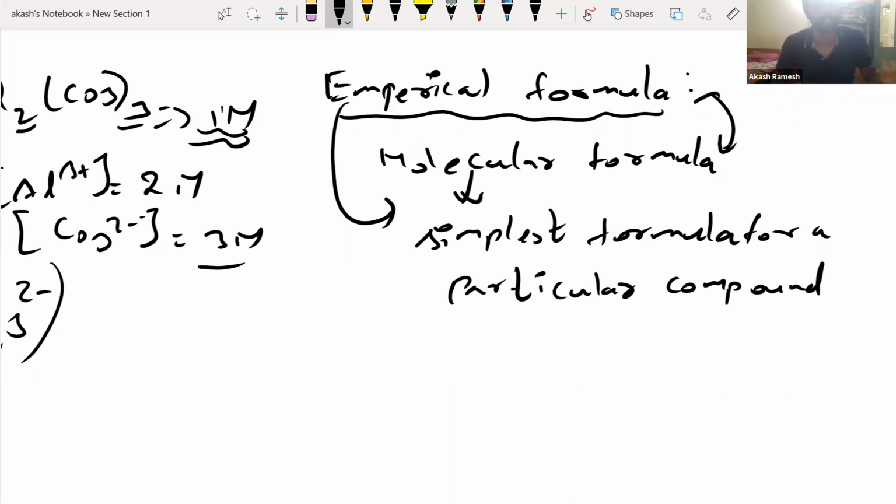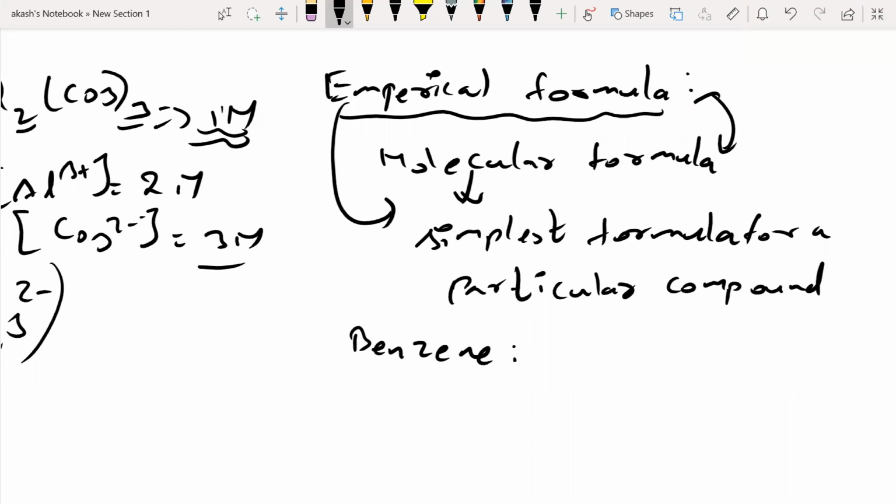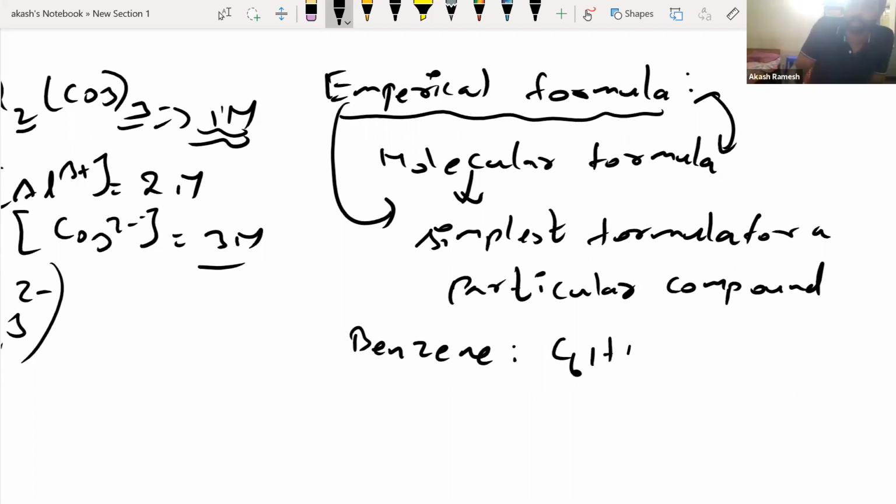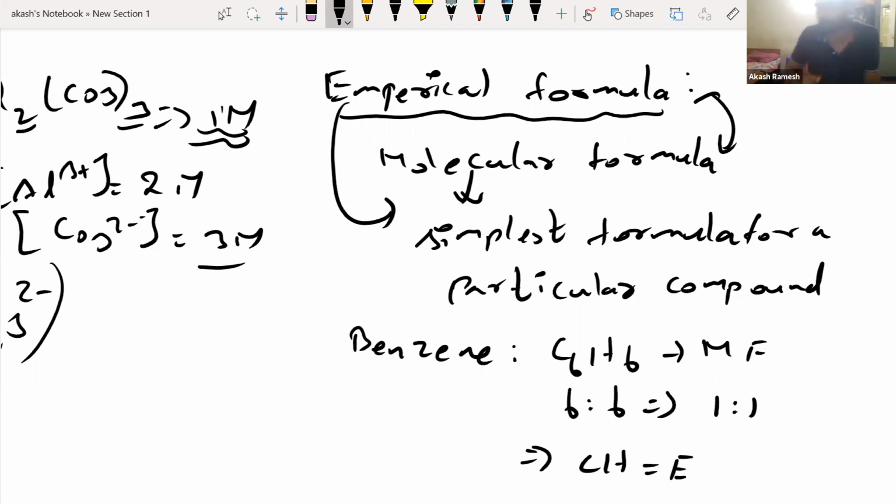For example, there is something called benzene. Does anybody know the formula? C6H6. This is the molecular formula, MF. Now I have to make sure that I get the simplest formula. Here the ratio is 6:6, and that can again be written as 1:1. So if I ask you the empirical formula for benzene, you should write CH. This is my empirical formula.